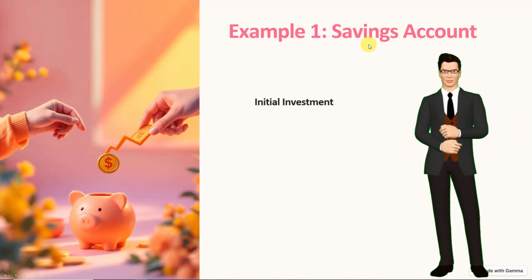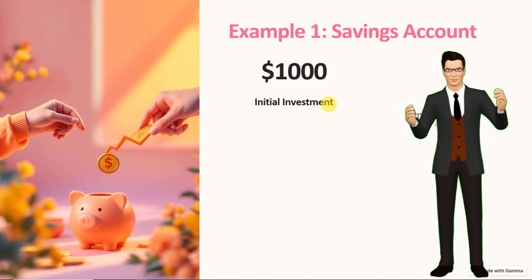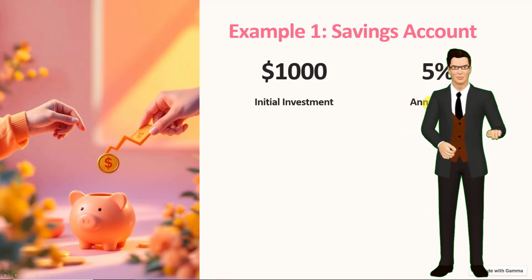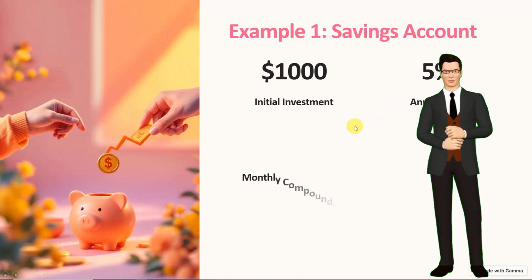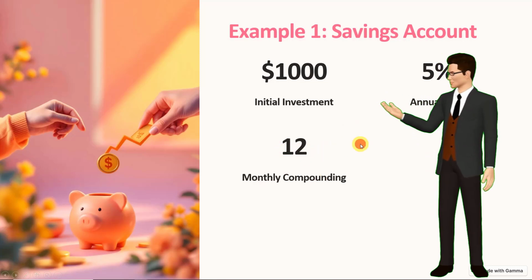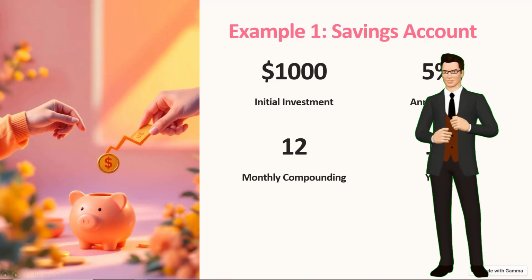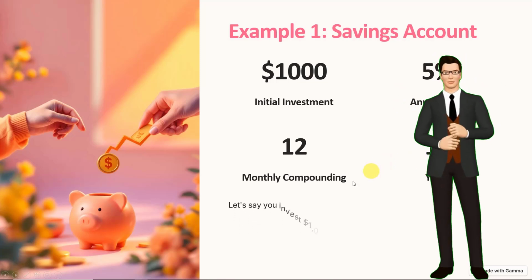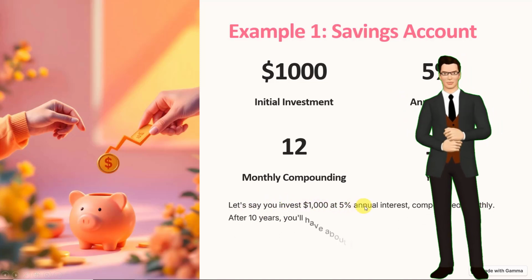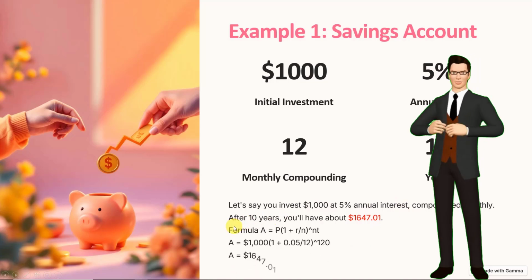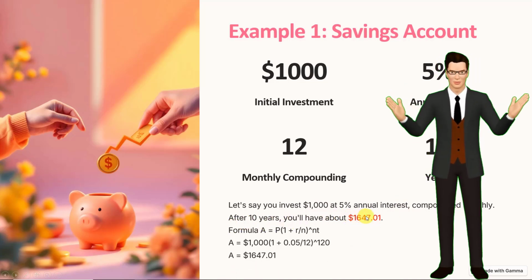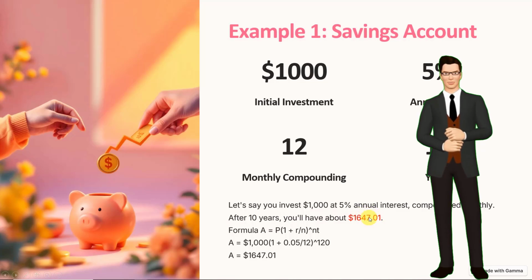Right, let's go and have a look at a savings account. The initial investment is $1,000. Wow, that's a big one. Annual rate is 5% per year. Your monthly compounding is going to be 12, so it's 12 months, and the total period of your saving will be 10 years. Wow, that's a long, long time. But anyhow, let's say you invest the $1,000 at 5% annual interest, compounded monthly. After 10 years, you'll have about $1,647. That's a little bit more than 60%, almost 65%, somewhere around there.